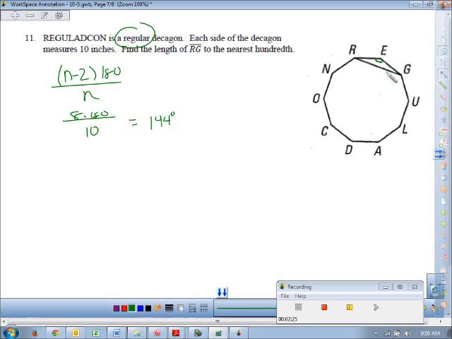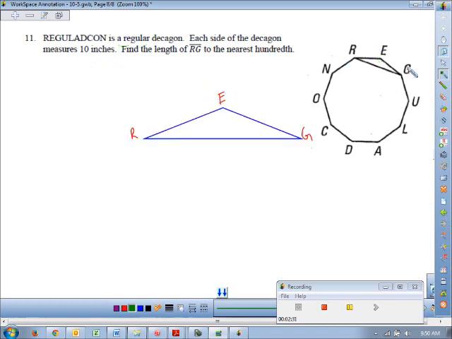This picture is too tiny for me to want to deal with. Please sketch a new picture of triangle REG. And we just figured out that that measured 144 degrees. And each side is 10 inches. Is that what it said? What kind of triangle is that? Can we use SOHCAHTOA on him right now? Why can't we use SOHCAHTOA? It's not a right triangle.